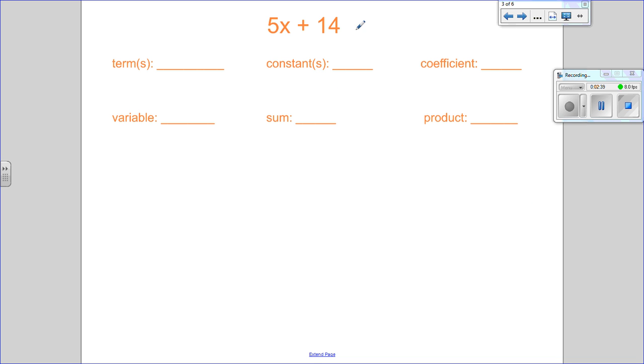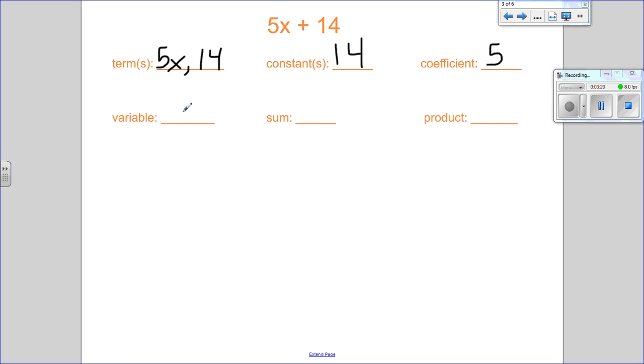So let's look at this example. We have 5x plus 14. First, the terms are 5x and 14. The constants, remember, are the numbers by themselves, with no variables. So the lonely number that's all by himself is 14. The coefficient is a number that's being multiplied by a variable. It's in front of the variable. In this case, 5 is the coefficient.